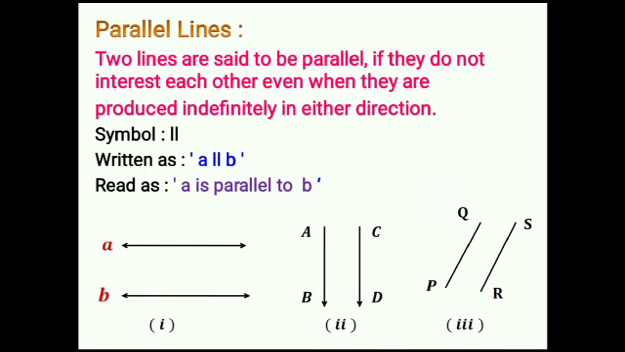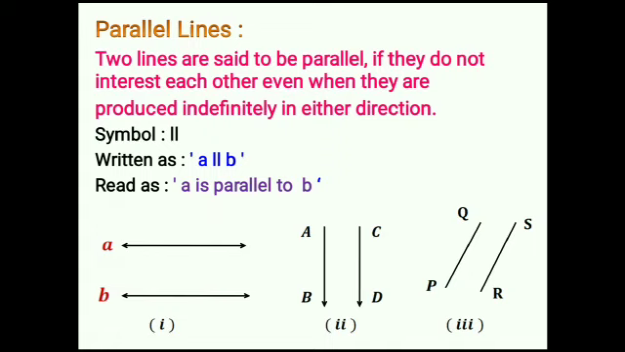Parallel means they do not intersect each other. So see here in these three diagrams, these two lines do not intersect at any point. So such examples are called parallel lines. In real life, you can see that two rails of a railway track are examples of parallel lines. Correct? So this is the real life example.